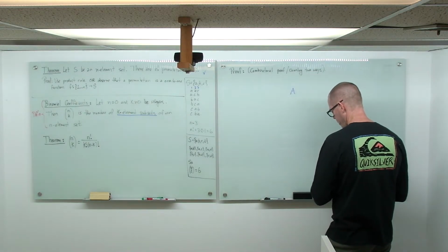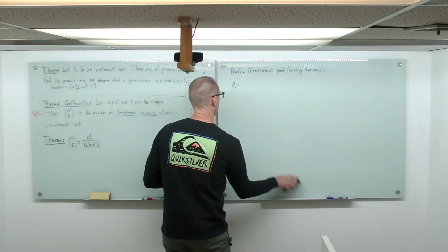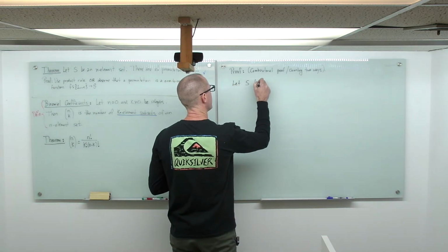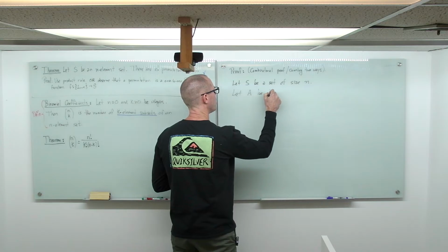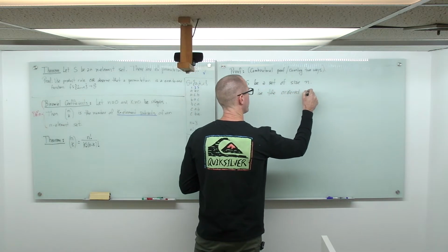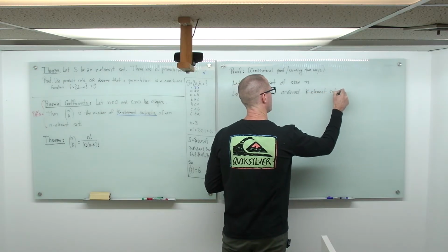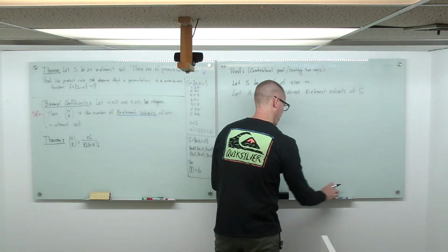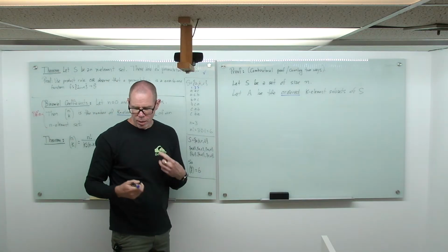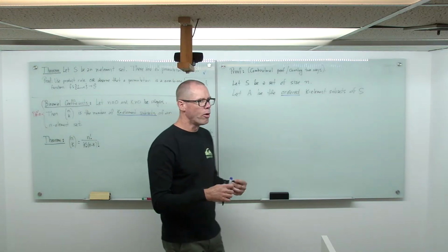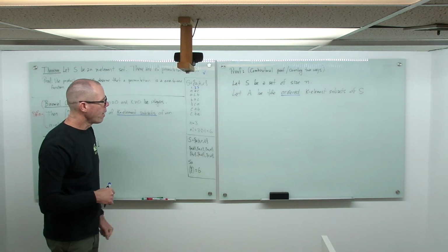So here we're going to take the set A. Let's be really clear. Let S be a set of size n, and let A be the ordered k-element subsets of S. And the key word here is ordered. So subsets in general are not ordered. When I talk about an ordered subset, what I'm talking about is a sequence that includes each element exactly once.